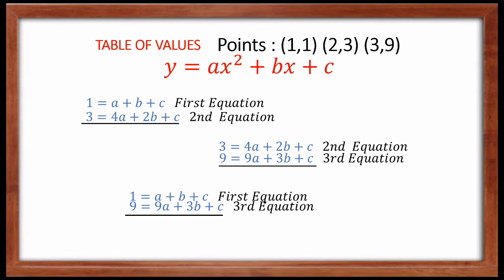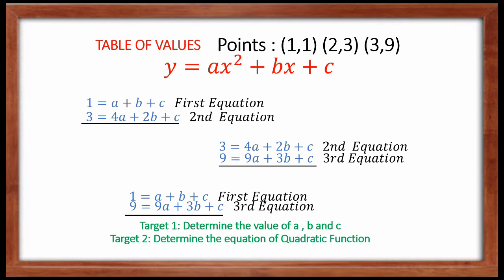Since we are done getting our equations, we now have 3 equations, and we will group them. Our target is to determine the values of a, b, and c, and as our second target, to determine the equation of the quadratic function. Our first group is the first equation and second equation. The second group is the second equation and third equation. The third group is the first equation and third equation. We only use the third group when our equations are complicated. But when we can easily get the values of a, b, and c, we no longer use the third group.